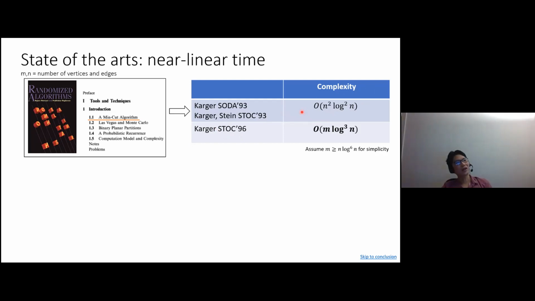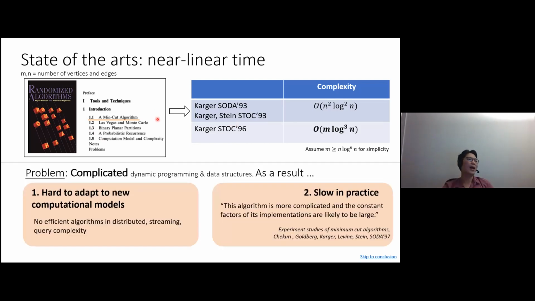Okay. So Karger went on to get a nearly linear time algorithm. This is one of his most celebrated results. And you probably have seen this in some books. For example, this book has one of the first examples of randomized algorithms. The problem with this Karger's algorithm that is nearly linear time is that it's quite complicated. It involves dynamic programming and some quite involved data structures.